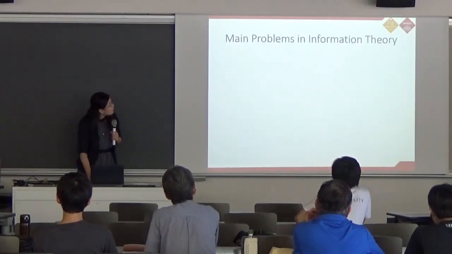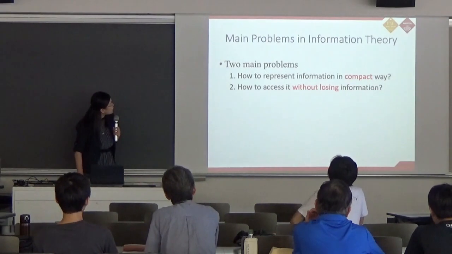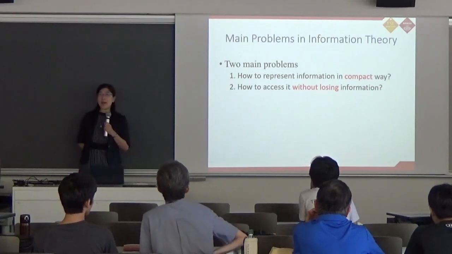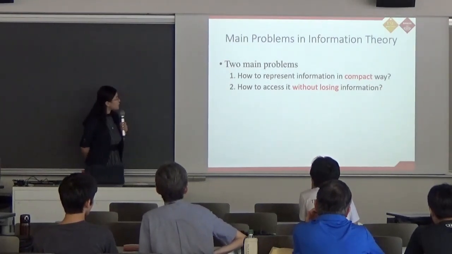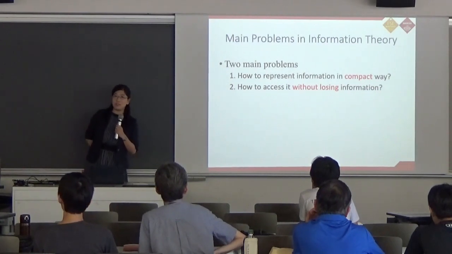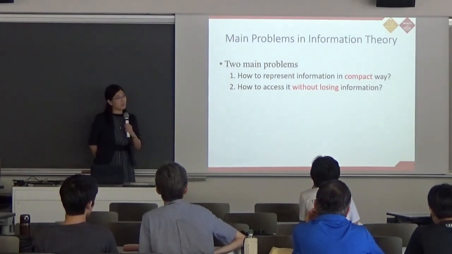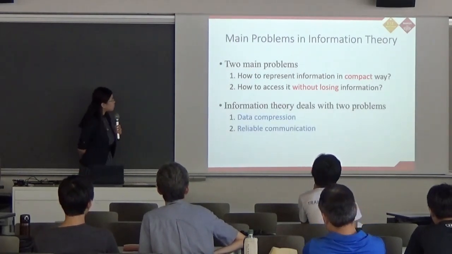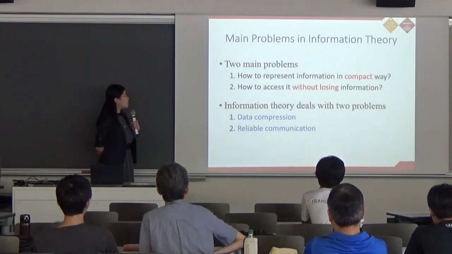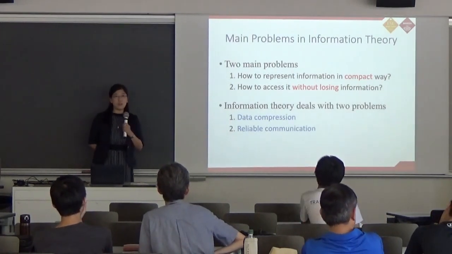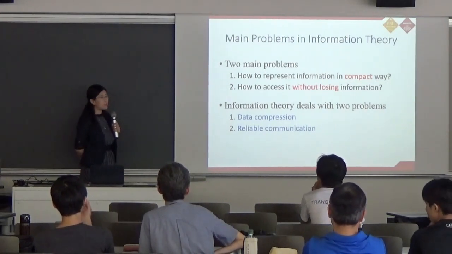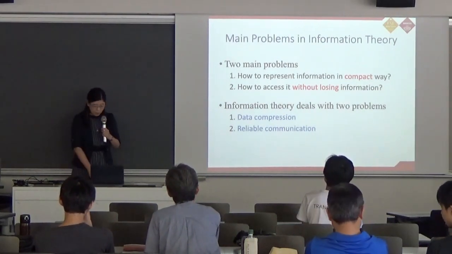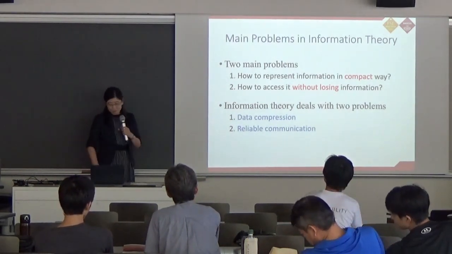There are two main problems involved in this class. The first one: how to represent information in a compact way. And the second one: how to access it without losing any information. Those are two core problems involved even in current systems. Information theory correspondingly tells us some solutions, how to build methodology to solve those kinds of problems. We mainly have two topics, data compression and reliable communications. I'm going to give some insights one by one.